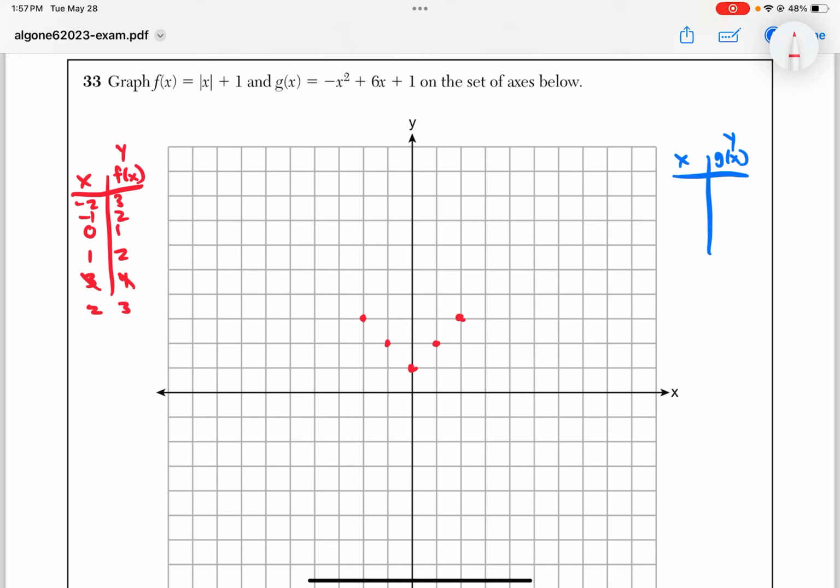And you can pretty easily see the shape that we're going to be taking here. There. And there.